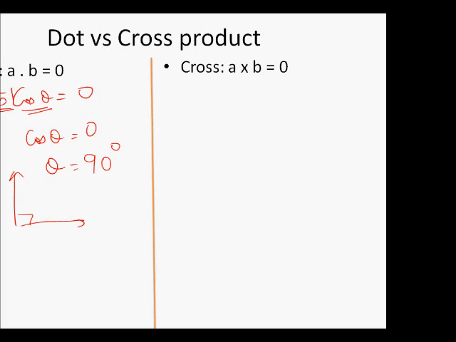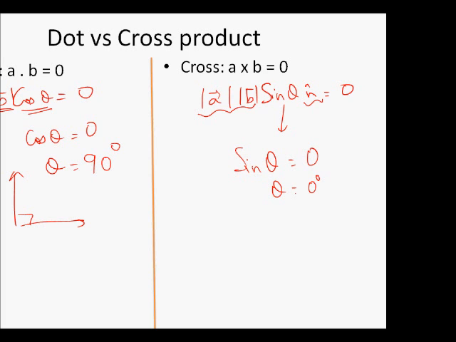What happens when cross product is equal to 0? This is modulus A modulus B sine theta n cap equal to 0. Obviously these two are not 0 and this is not 0. Therefore the only possibility is when sine theta equal to 0, which means that theta is 0 degrees, which means that A is parallel to B. The vector A is parallel to B, and here the vector A is perpendicular to vector B.